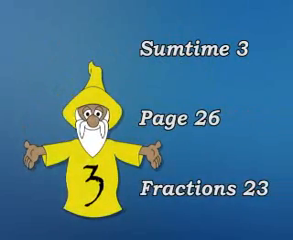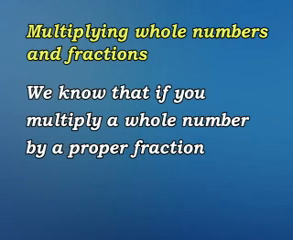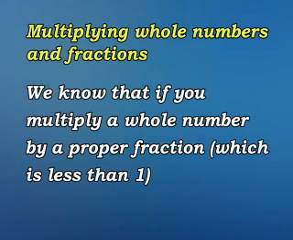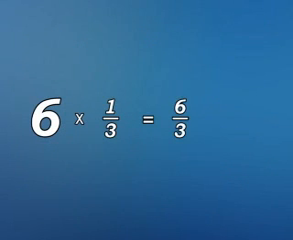Today's lesson is called Fractions 23. And we're going to multiply whole numbers and fractions. Now, we know that if you multiply a whole number by a proper fraction, that's a fraction which is less than 1, the result will always be smaller. Remember? 6 times 1/3 becomes 6/3, and that's 2. So 6 has become 2. It's become smaller.